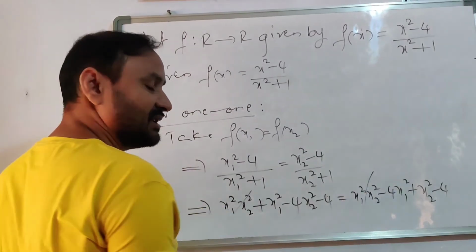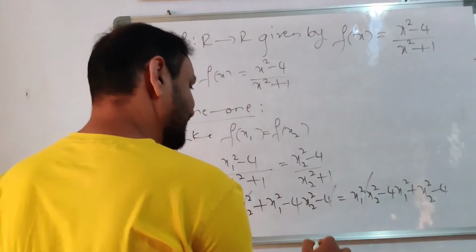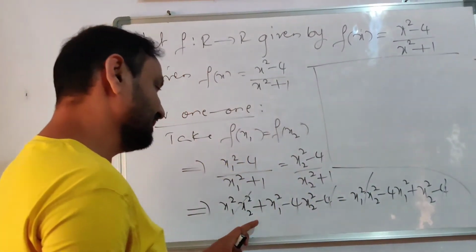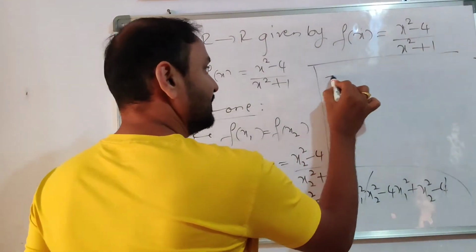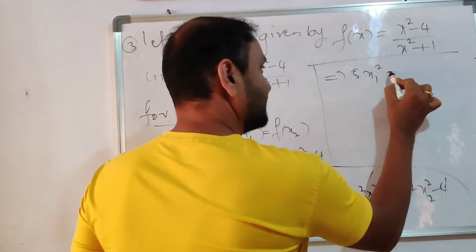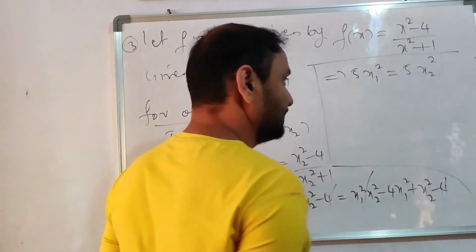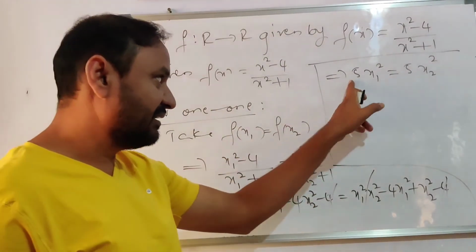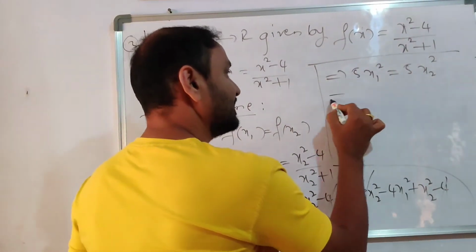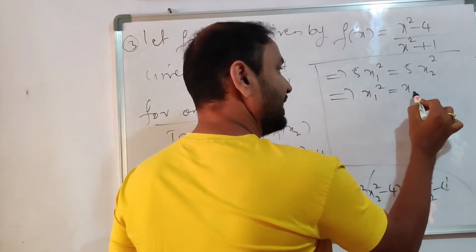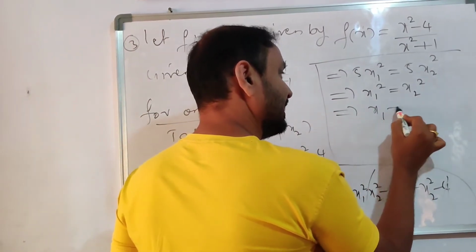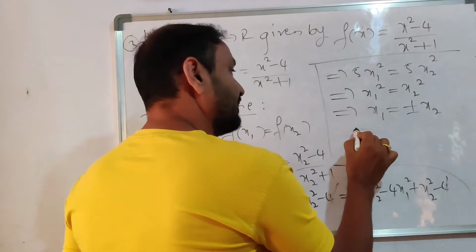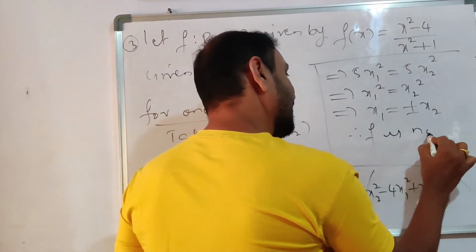Remove the common terms on both sides, that is the −4 also. So the remaining is x1² − 4x2² = x2² − 4x1², that is 5x1² = 5x2². Transpose similar terms on both sides, so you will get 5x1² = 5x2². This gives x1² = x2², which implies x1 = ±x2. Therefore, f is not one-one.